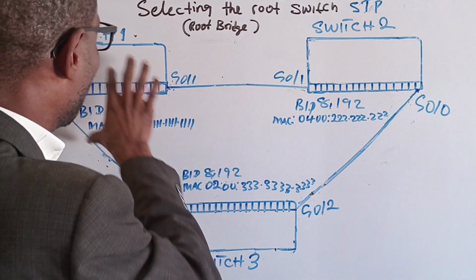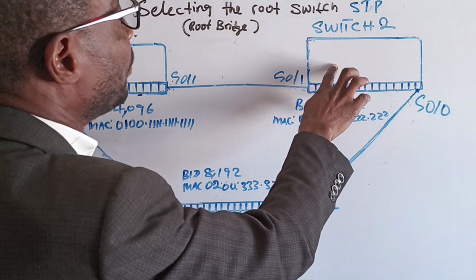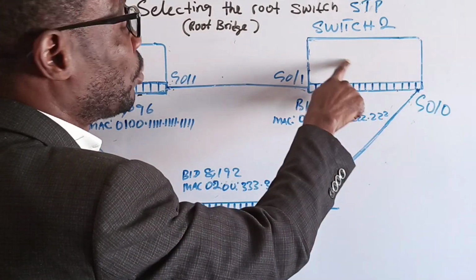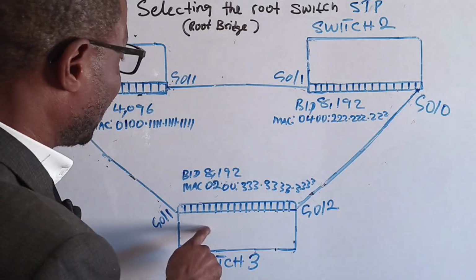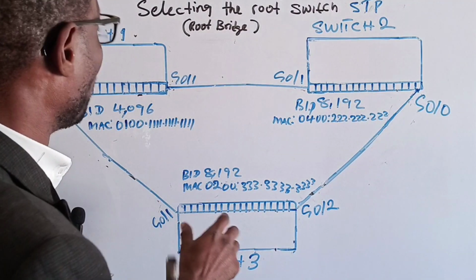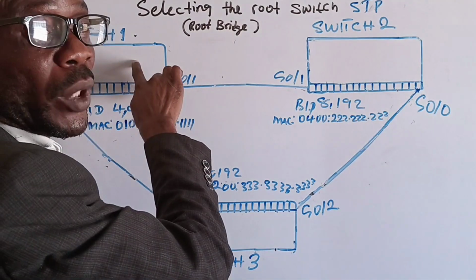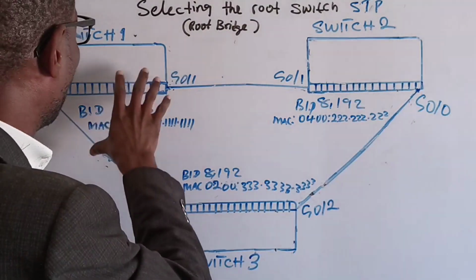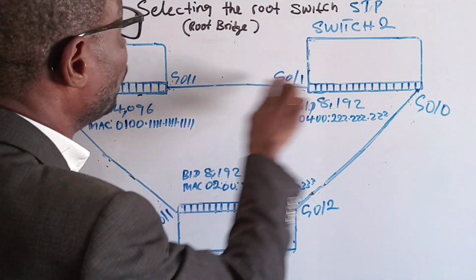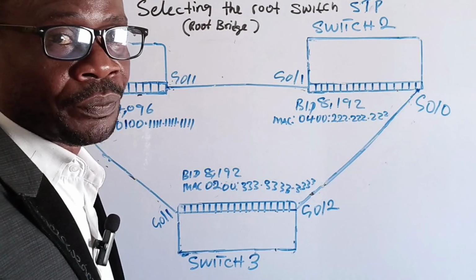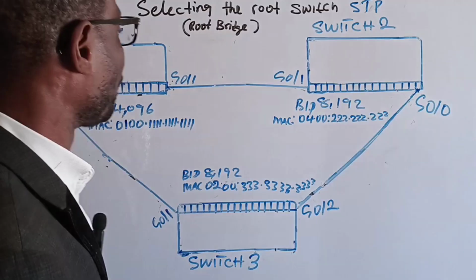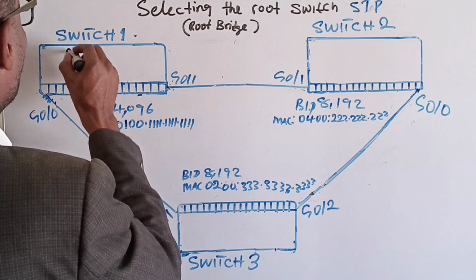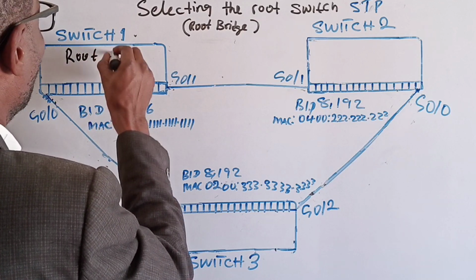But when this switch sends and this one receives it and discovers that the bridge ID is lower, this switch stops sending messages. The same thing happens here. So automatically, switch one wins the election and becomes the root bridge. Traffic will be sent from this link to the other switches. So now, let's say this is the root switch, or root bridge.